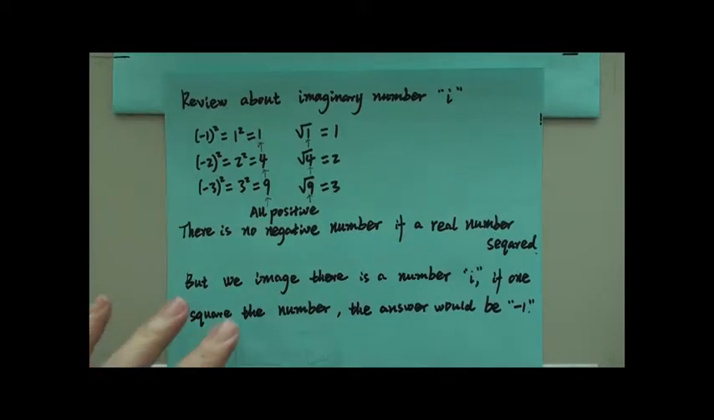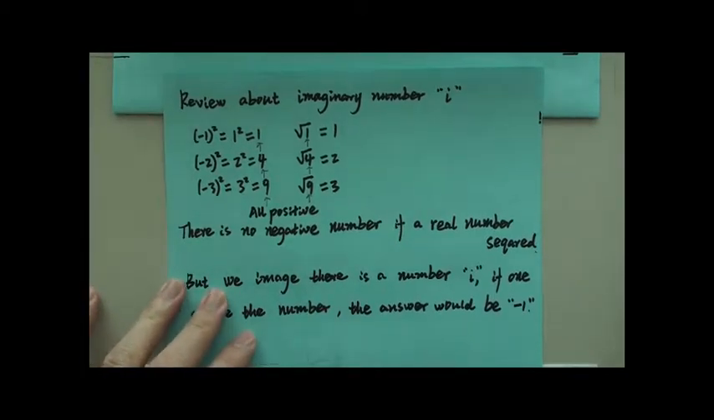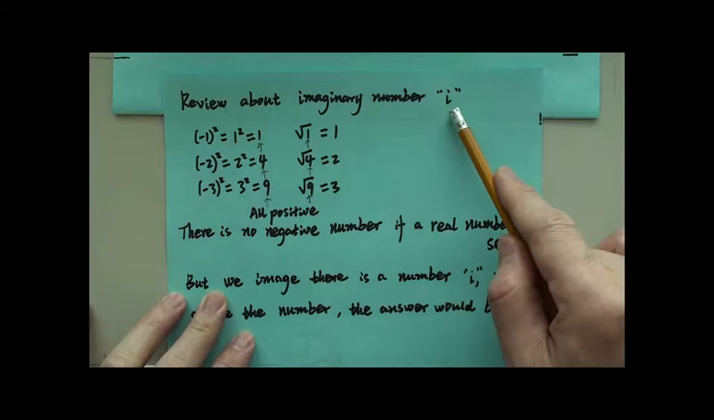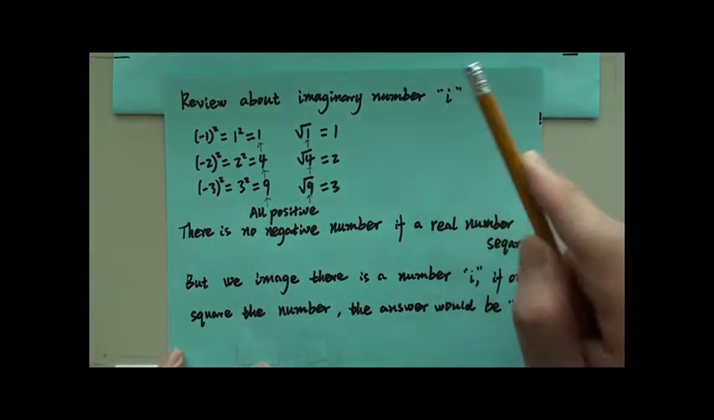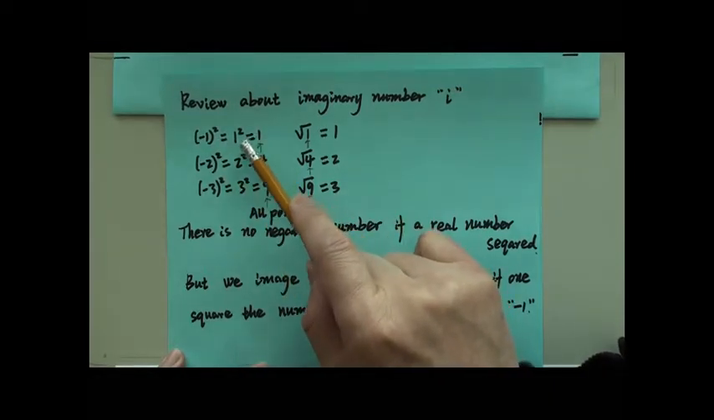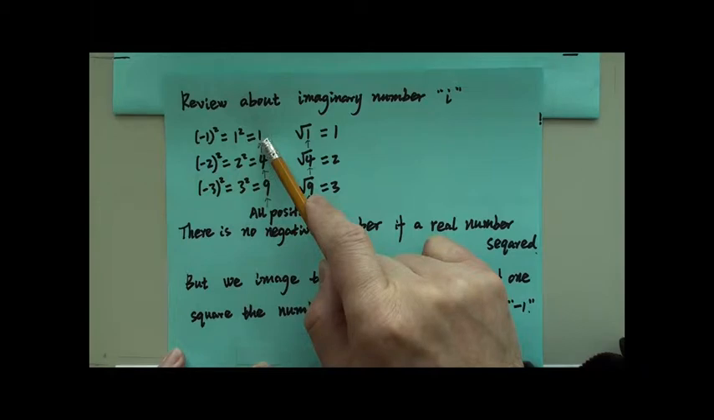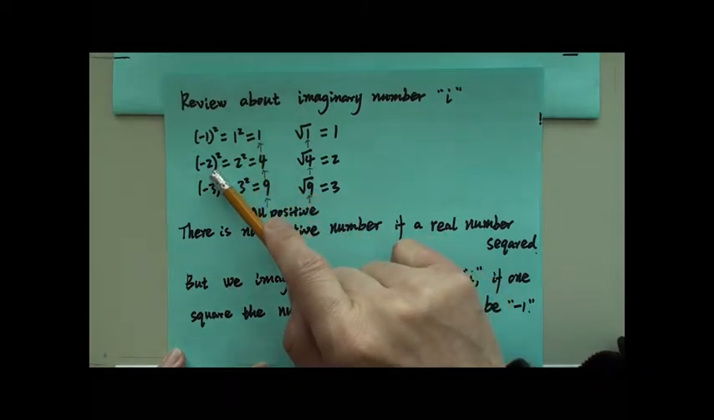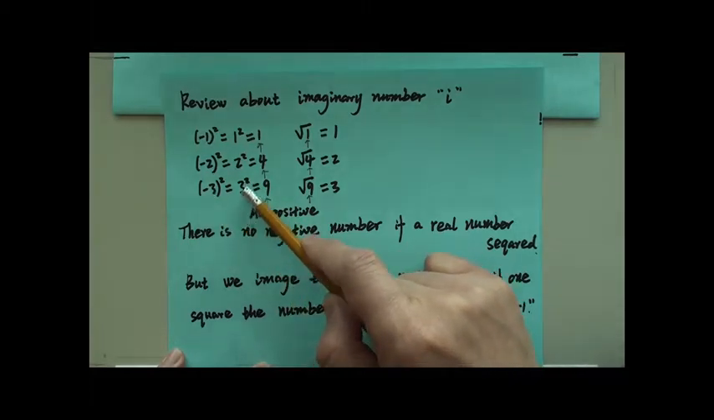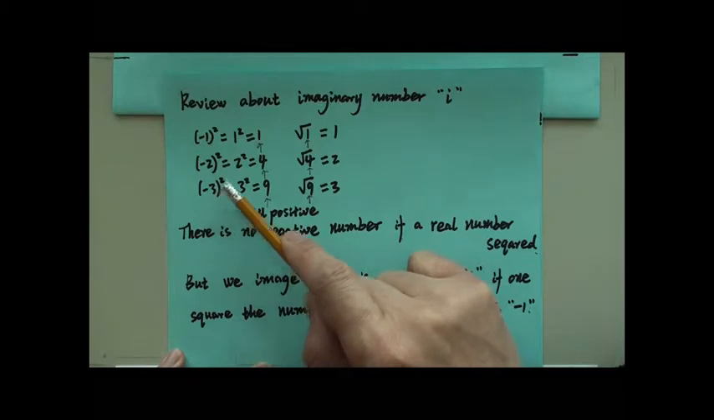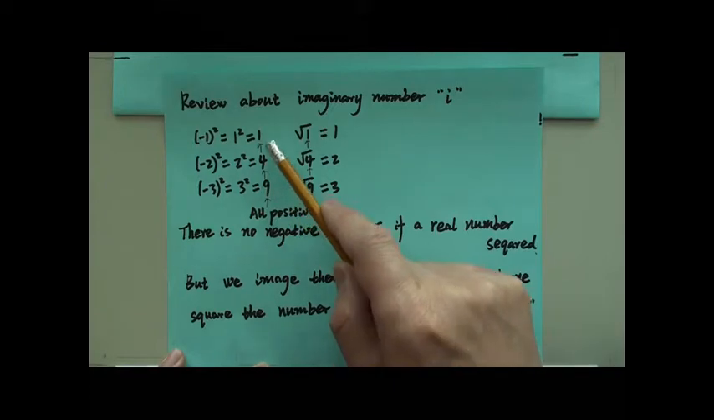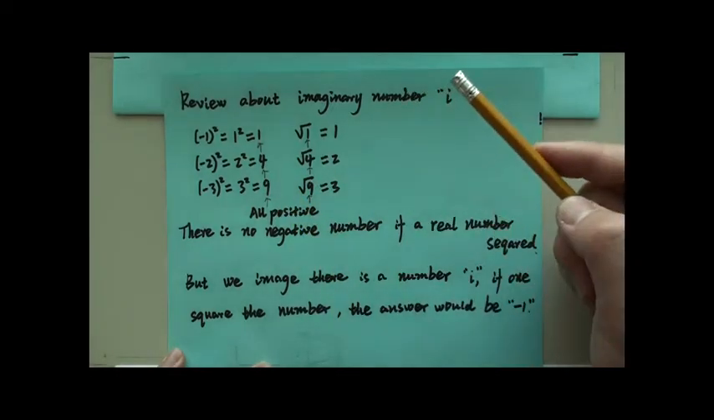Before we do a question in the assignment, let's review the imaginary number i. We know negative 1 squared is positive 1, 1 squared is also positive 1. So is the case for negative 2, positive 2, negative 3, positive 3. Negative 3 squared, positive 3 squared, they are all positive numbers. 1, 4, 9, right here.